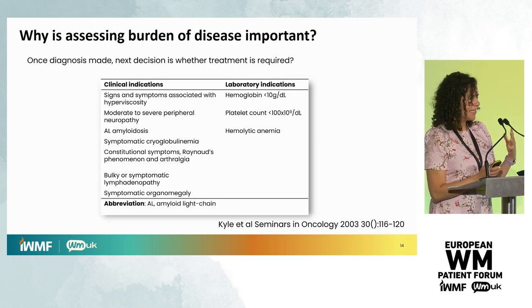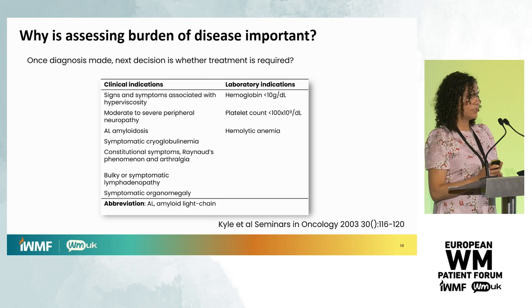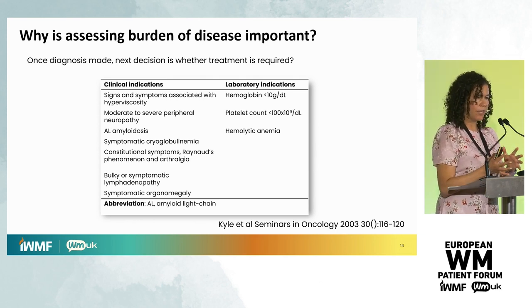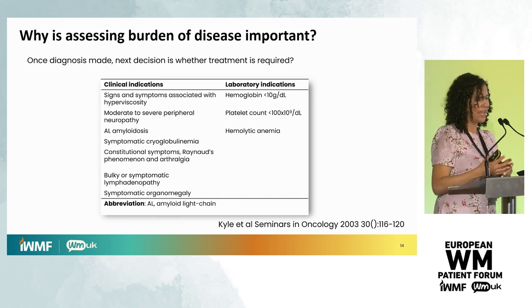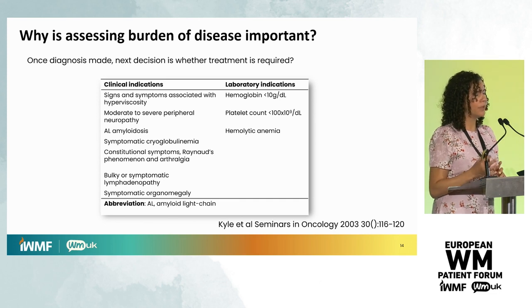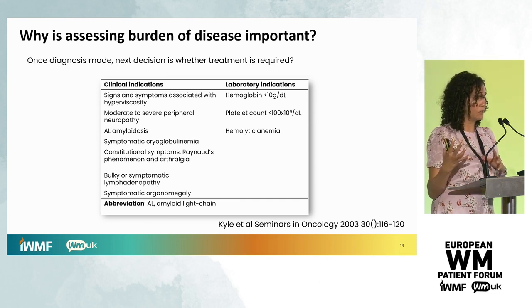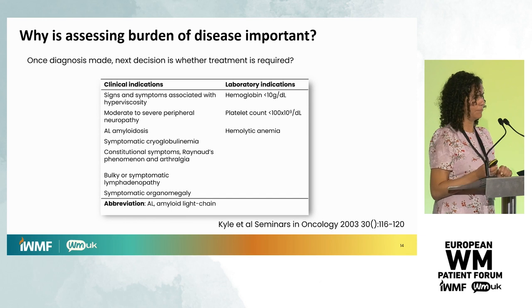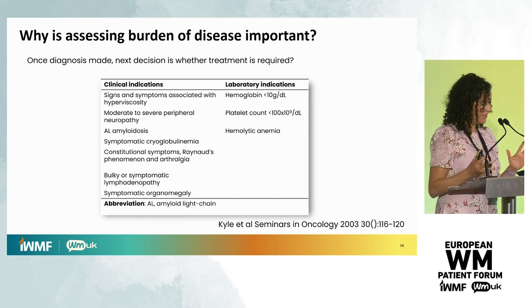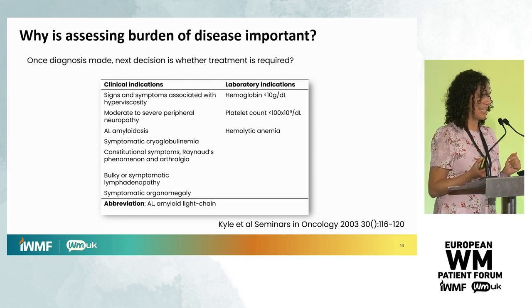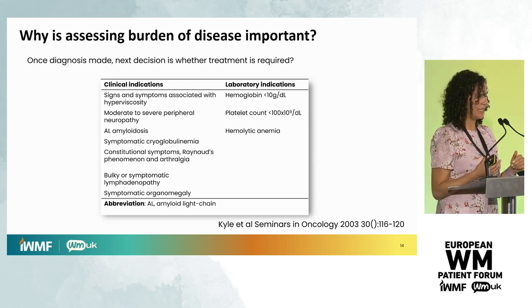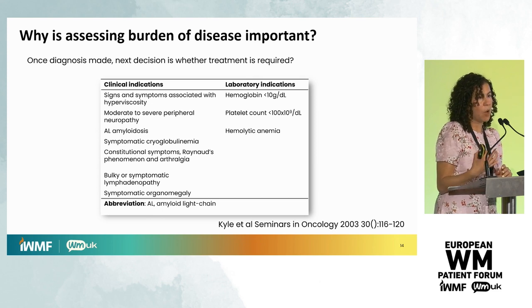So as I said, why assessing the burden of disease is so important is that once the diagnosis is made, then we need to decide, are we going to go, to begin with, down a route of active monitoring or watch and wait or active surveillance? Or are we going to say that actually we think we want to give you treatment to help improve your symptoms? Now, there are lots of international groups, or international group, I should say, that come together regularly and meet and come up with guidelines to help inform some of these discussions.